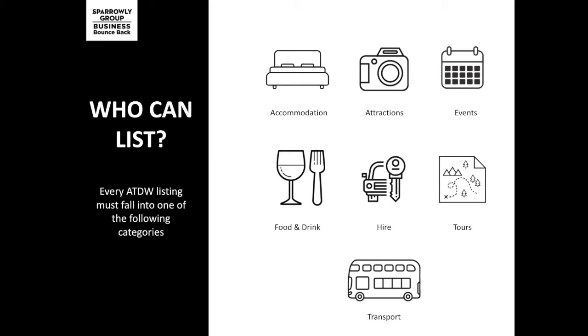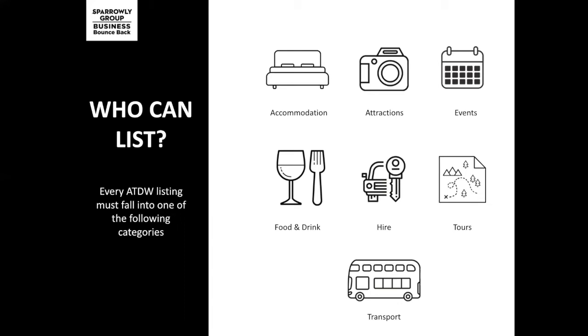Human resource providers, so people like cleaners or labour hire companies for the hospitality industry, for example. Wholesalers or inbound tour operators and travel insurance providers. So they're the people that can't list on the site. Any other tourism business should be eligible to list on the site, but do check the criteria before you start to set up your listing.